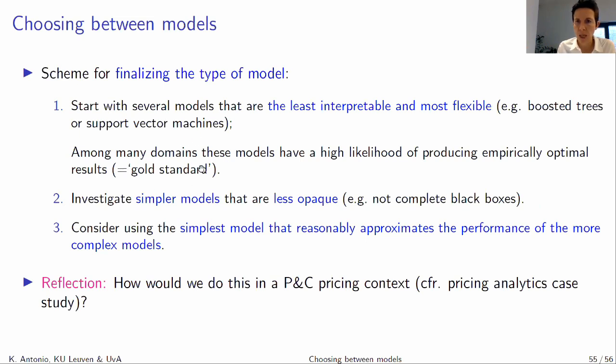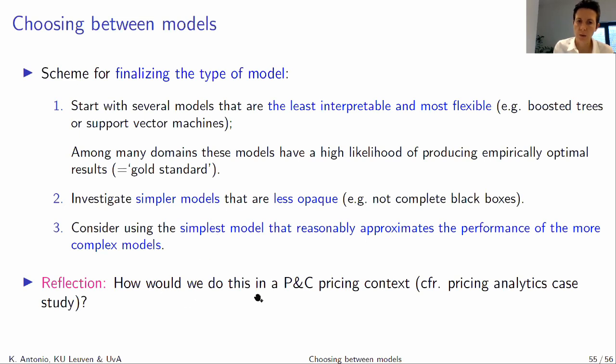Among many domains documented in the machine learning literature, these models have a high likelihood of producing optimal results. So they can be treated as a gold standard. They achieve good predictive accuracy. And then of course, you can investigate simpler models. Think GLM, think GAM or something, which you can build using the insights that you obtain from these more complex models. And you could try to go for the simplest model that reasonably approximates the performance of the more complex models.